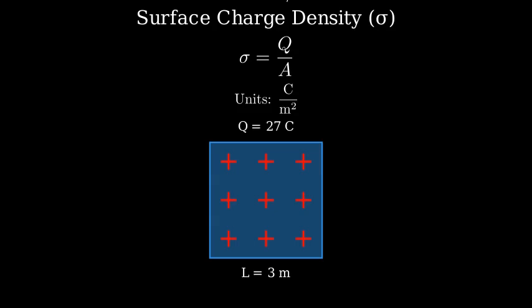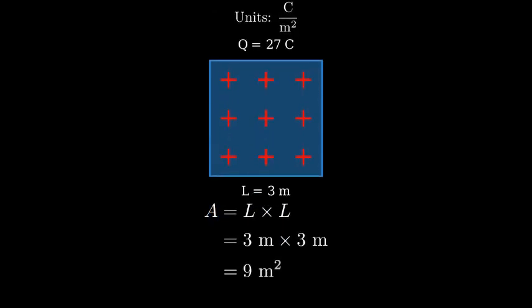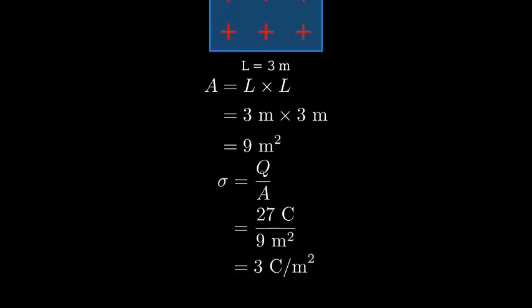For example, imagine we have a square plate with a side length of 3 meters, carrying a total charge of 27 coulombs. To find the surface charge density, we first calculate the area of the plate. A equals 3 meters times 3 meters equals 9 square meters. Then we divide the total charge by this area. Sigma equals 27 coulombs divided by 9 square meters equals 3 coulombs per square meter. This means that for every square meter of the plate, there are 3 coulombs of charge.